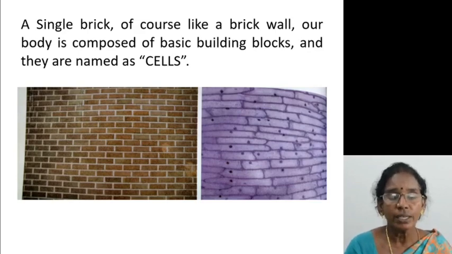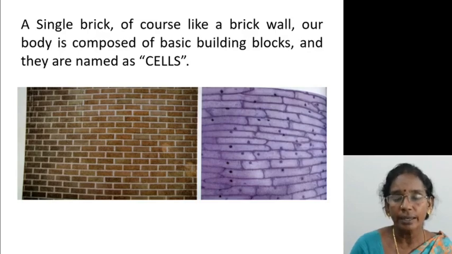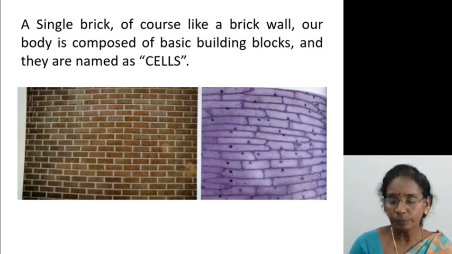A group of cells arranged to form the tissue. So many tissues joined to form the organ. So many organs are arranged to form the organ system. So many organ systems are arranged to form the human body.